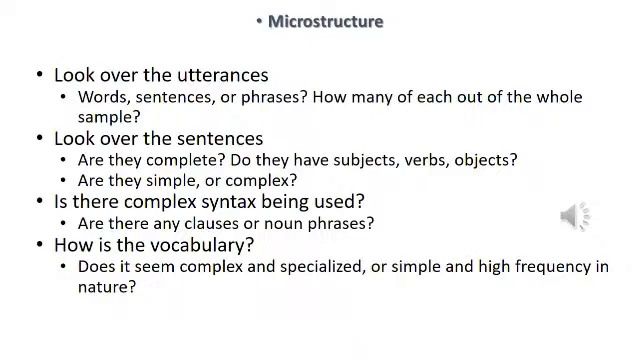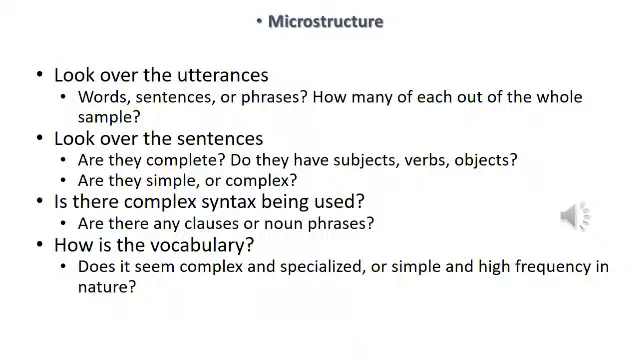For example, "Max, the mouse that was hungry, went to the store." "That was hungry" is additional information about that mouse that's embedded within the sentence. Are there noun phrases? Does the child produce any kind of elaborated phrase in which he may say "the big brown truck," instead of just saying "the truck"? How is the vocabulary? Does the vocabulary seem complex or specialized, or just simple and high frequency in nature?